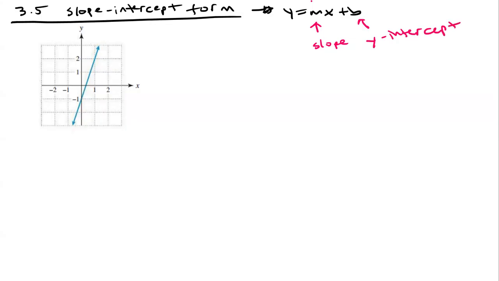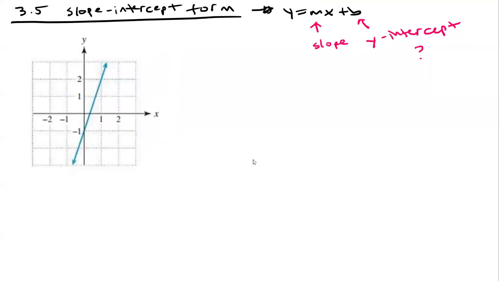Okay. So in this case, what is the y-intercept here? I'll make this a little bit bigger. What is the y-intercept? Negative 1, right? It's right here. This is where it crosses the y-axis. So that crosses the y-axis at negative 1. So our y-intercept is negative 1.